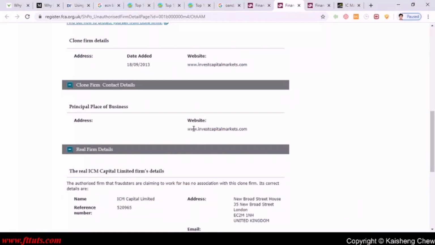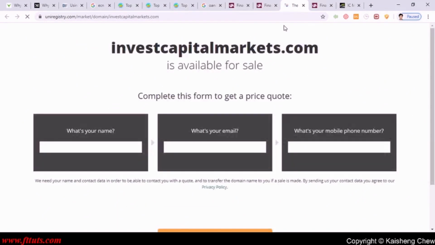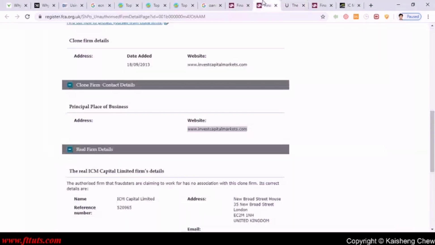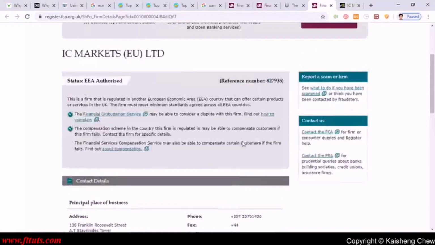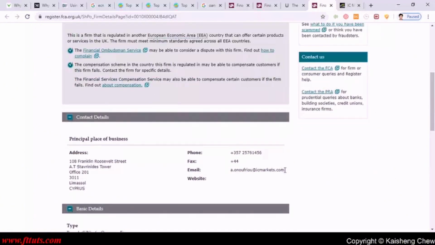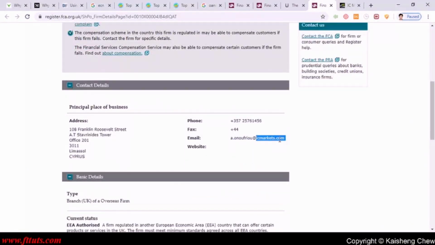Let's see, still got the website. Sometimes the fake websites no longer exist, because they will scam your money, then they will go already. See, still existing or not? Oh, no more already. It's available for sale, okay, so it's no more already. Then we come to this one, which is the real IC Markets. So you see the website is icmarkets.com.